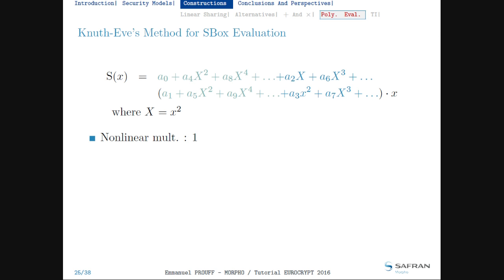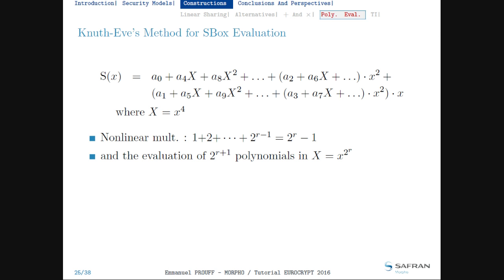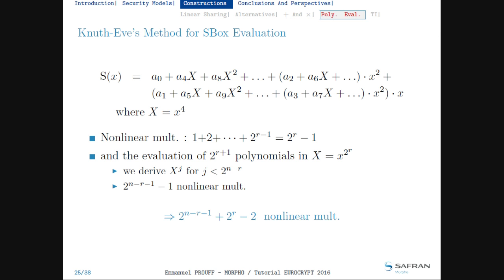So now you have two sequences. Each sequence can be split into two subsequences, one for even powers and one for odd powers. So the next step will require two multiplications, and so on, until some order r, and it gives you 2 times 2 to the r minus 1 multiplications to get the full decomposition. And after that, to finish, you just have to securely process this power. If this power is too expensive to process, you can continue to split with the Knuth-Eve method with a higher degree, and so on. Great, it gives you a method with 2 to the n minus r minus 1 plus 2 to the r minus 2 non-linear multiplications. So this is another way how to split the processing while decreasing the number of multiplications.